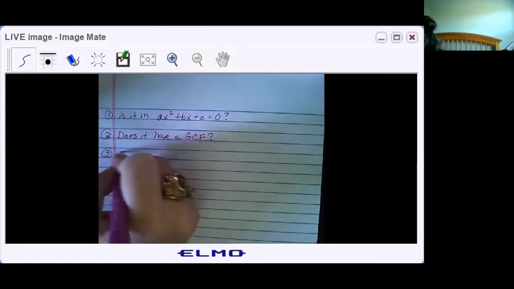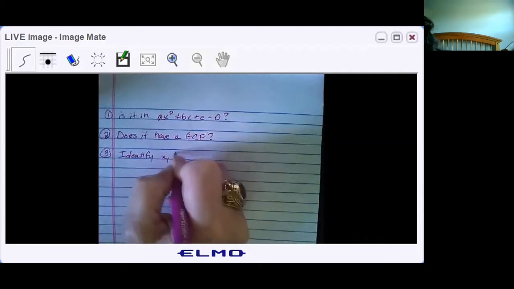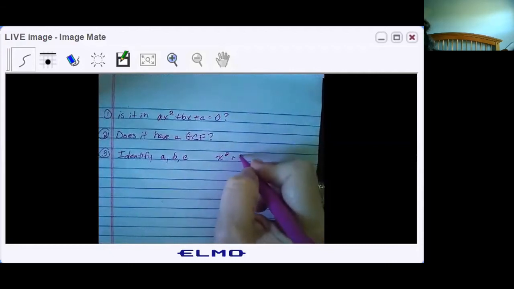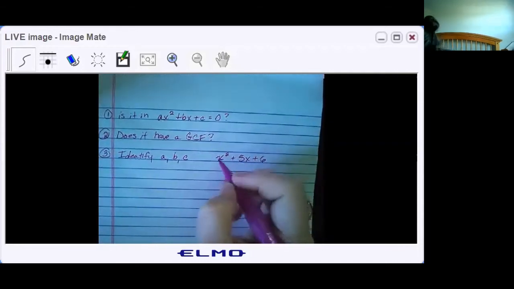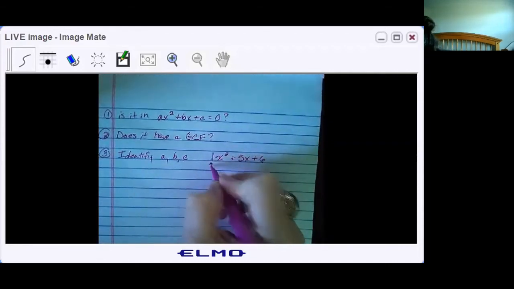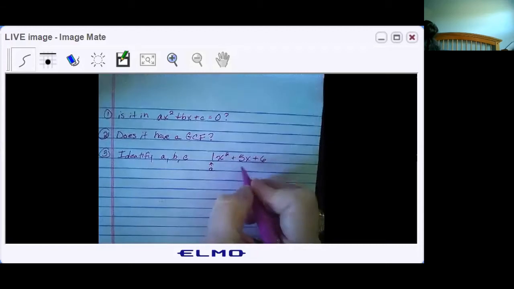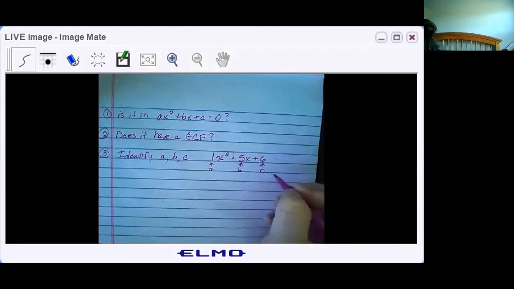So now we're going to look at our problem, and we're going to identify our A, our B, and our C. So if I have x squared plus 5x plus 6, I can always put a 1 in front of the x squared, because there is always a 1 in front of any variable that doesn't have a coefficient, a number in front of it. Okay, so that's my A, and that's my B, and that's my C.